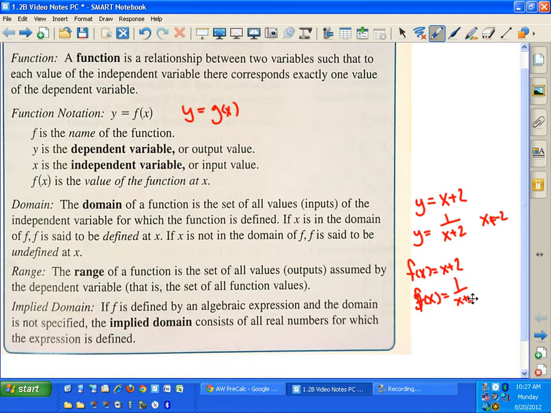Now let me rewrite this function: f of x equals 1 over x plus 2. This is what we called an implied domain, because we're implying that if I put negative 2 into this function, then I know the domain doesn't exist there. So we don't have to say that x can't equal negative 2, because we can see it's implied that the domain is going to be restricted there.